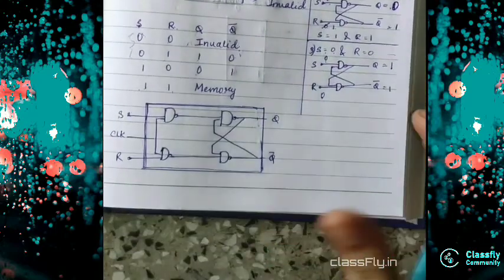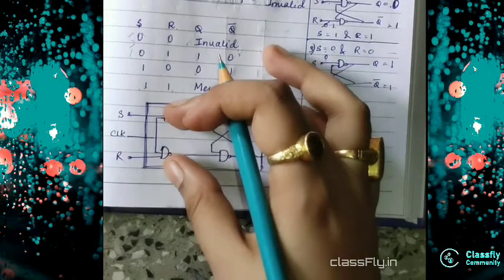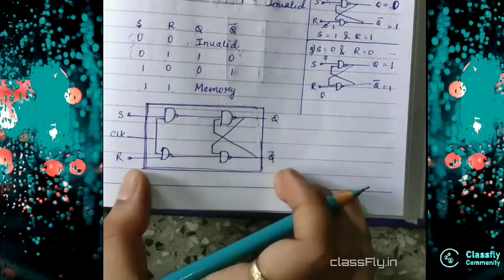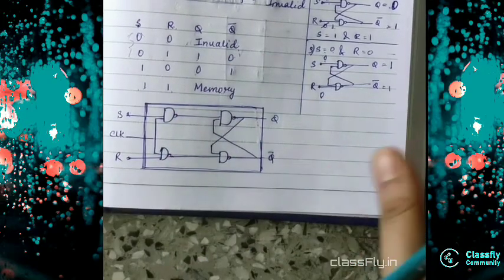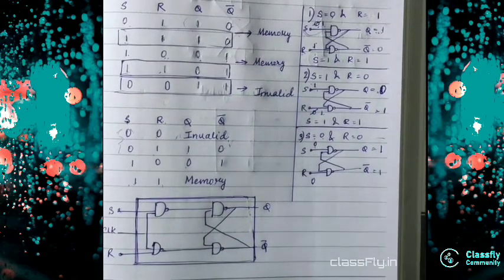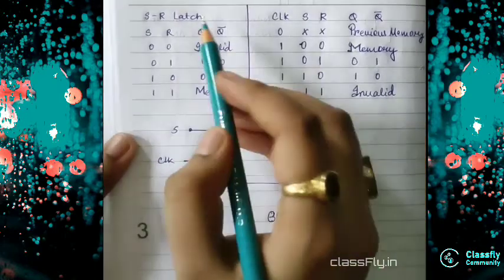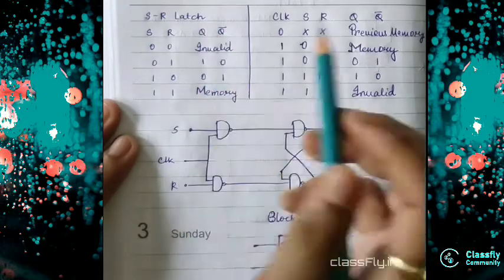Now see, this part was our SR latch. When we join two more NAND gates, we make an SR flip-flop. Now we will deal with the SR flip-flop truth table, characteristic table, and the excitation table. So let's move on. See, this was the truth table for my SR latch, right?